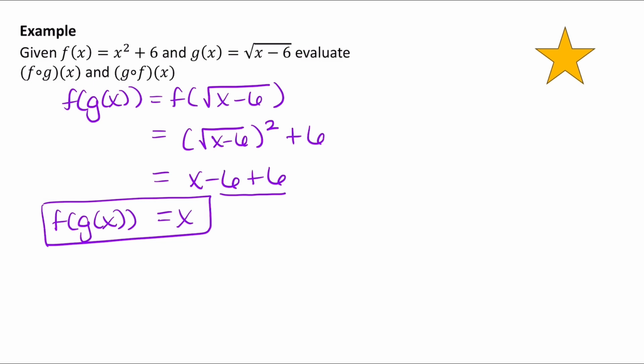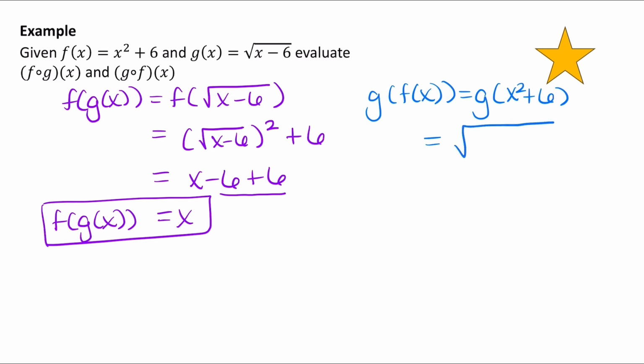Now let's do the other half of this problem. Let's figure out g of f of x. So g of f of x is going to look like g of x squared plus 6. So I'm going to go to g, which is the square root of x minus 6, and instead of x, I'm going to plug in x squared plus 6. So I have x squared plus 6 minus 6, all under my square root. Well, plus 6 and minus 6 are going to make 0, so this is basically x squared plus 0. So I'm just going to leave that as x squared.